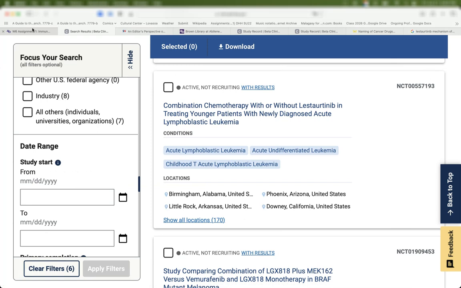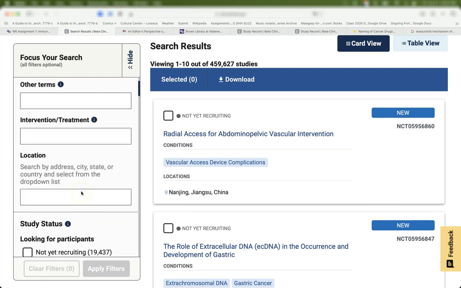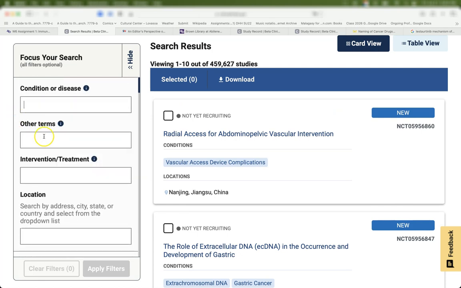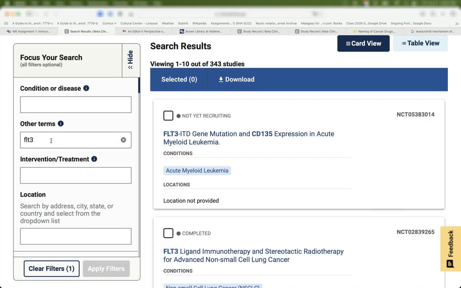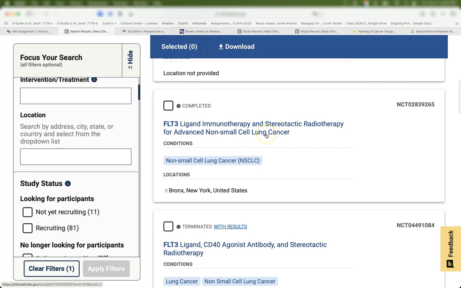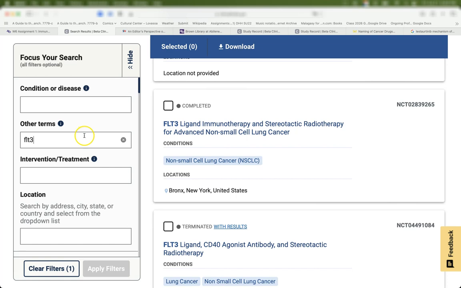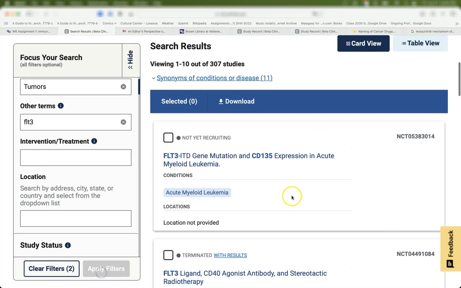And you could, in fact, go to the searching here. I'm going to clear all these filters here, and I'm going to put in FLT3 and see if that comes up with something. And we have, oh, hey, FLT3 ITD gene mutation, CD135 expression in acute myeloid leukemia. We have in advanced non-small cell lung cancer. So when you are looking at what you're going to be searching for, let's go ahead and put tumors in there and see what we get.